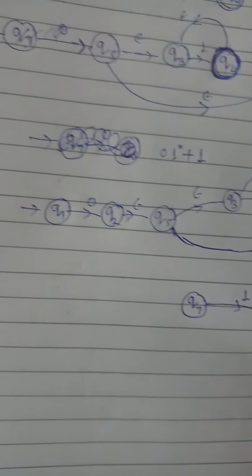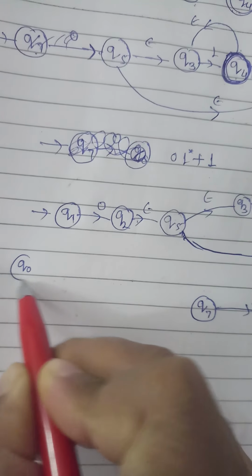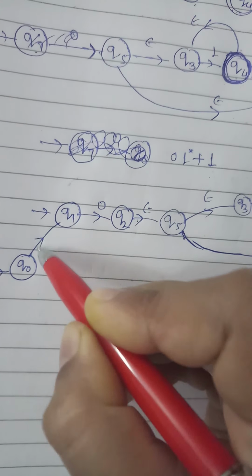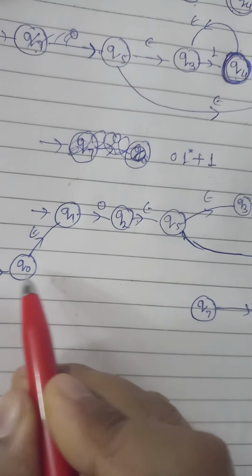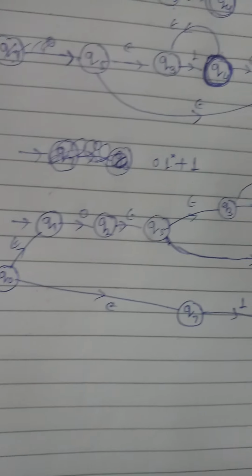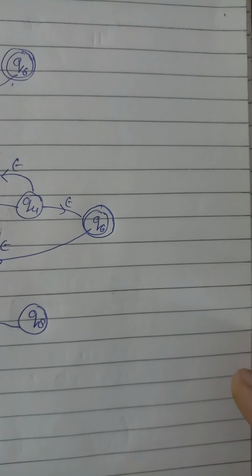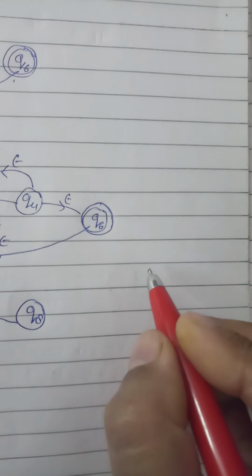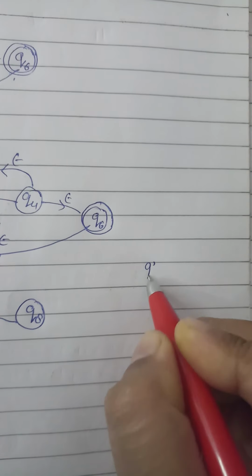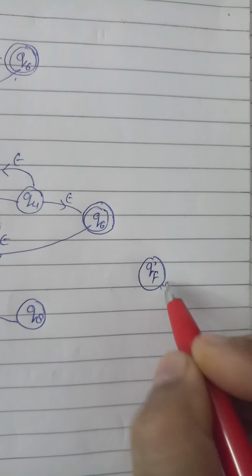So what do we need to do next? We need to make another initial state. So we make another initial state Q0, and we make the transition from here to there as epsilon, and here to there, Q0 to Q7, also epsilon. In this way we made the initial state, and we make another final state till Q8. So we can write it like this also, Q final state.